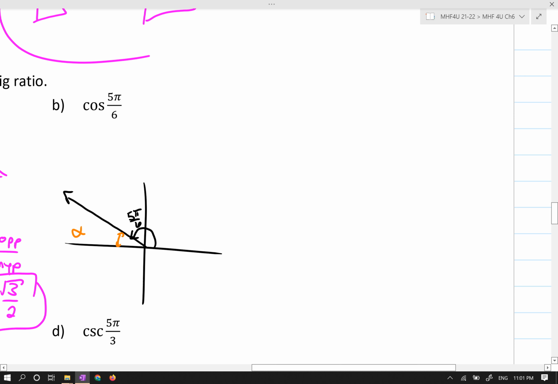We see our related acute angle here. It is the angle between our negative x-axis, in this case, and our terminal arm. And in this case, I can see that 5 pi over 6 plus my related acute angle, that will make the full half circle. That will make pi. So angle pi is equal to my related acute angle plus 5 pi over 6. I can rearrange. I'm working with my related acute angle is going to be equal to pi over 6.